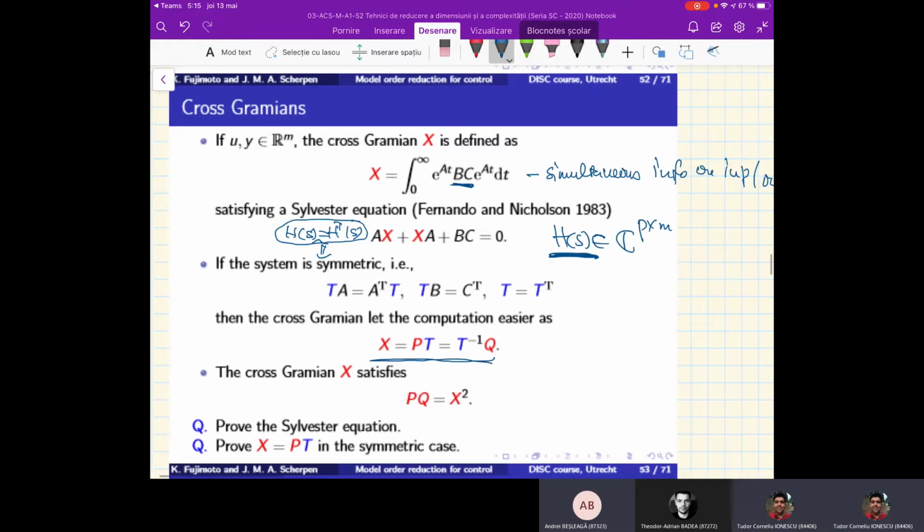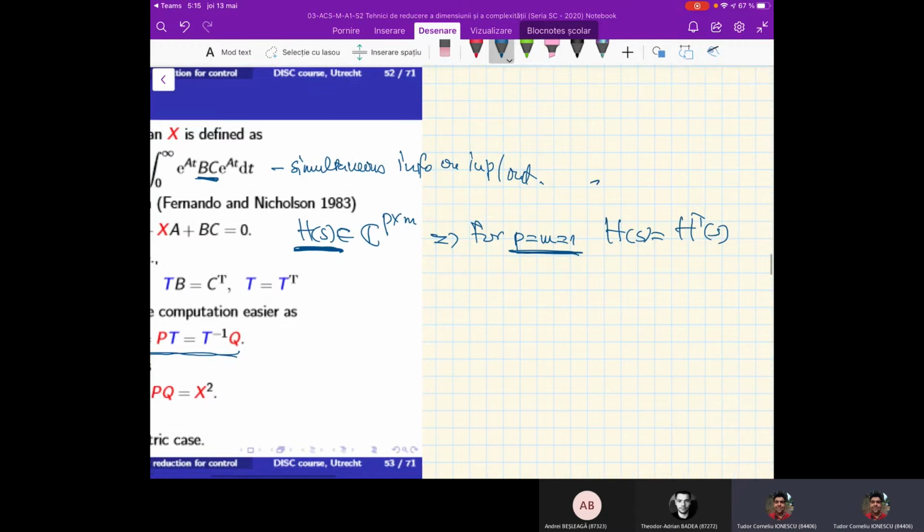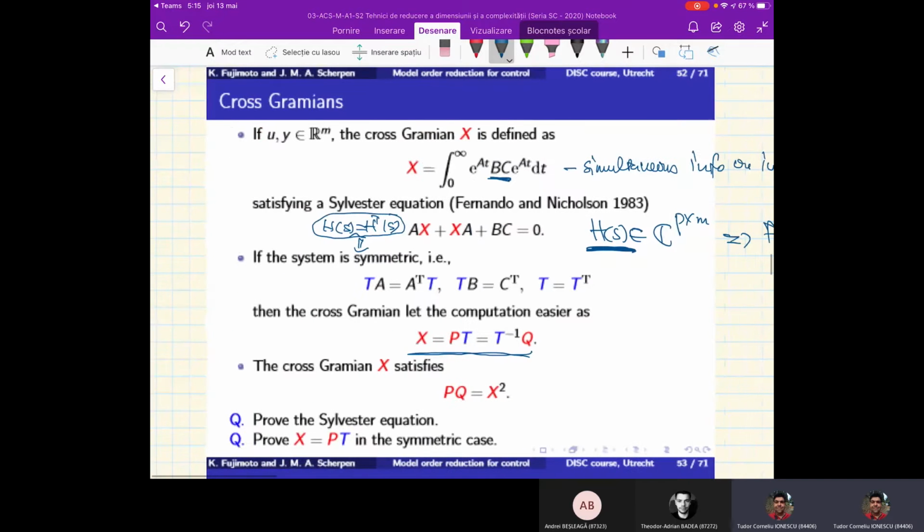Exactly. Very good. This means that for P equal M equal 1, H(s) equals the transpose of H(s). So for the SISO case, it is always true. You can compute only the cross-Gramian. It's enough. For a single input, single output system, you do not need to perform balanced truncation in the sense of two Gramians. That's too much. It's enough to have only one Gramian.